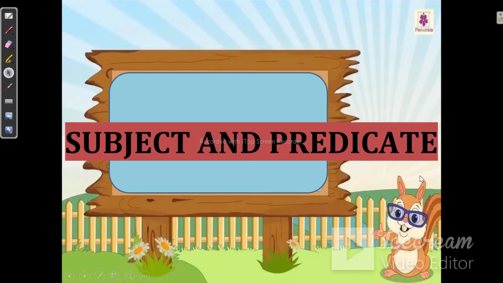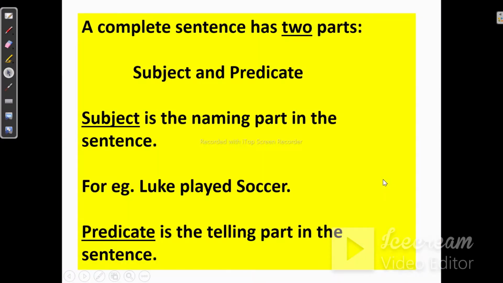As I've already discussed with you, there are two parts of a sentence. One is subject and the other is predicate. So a complete sentence has two parts, subject and predicate. Let's understand subject and predicate each one by one. What is subject? Subject is the naming part in the sentence. That means whom we are talking about in the sentence is subject. So it's very clear, subject is who or what in a sentence.